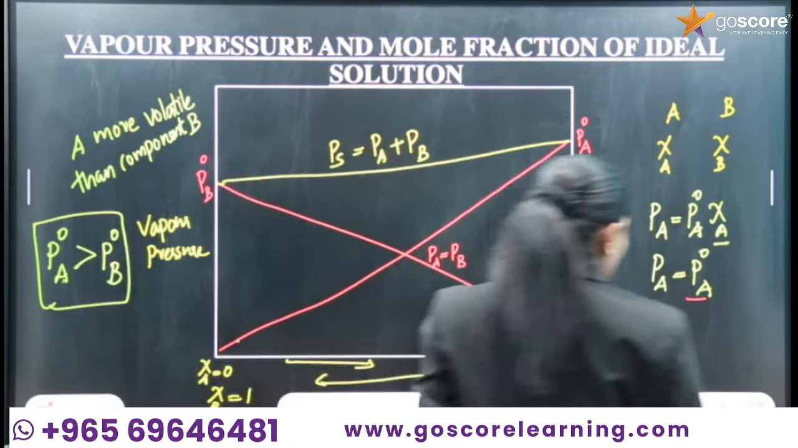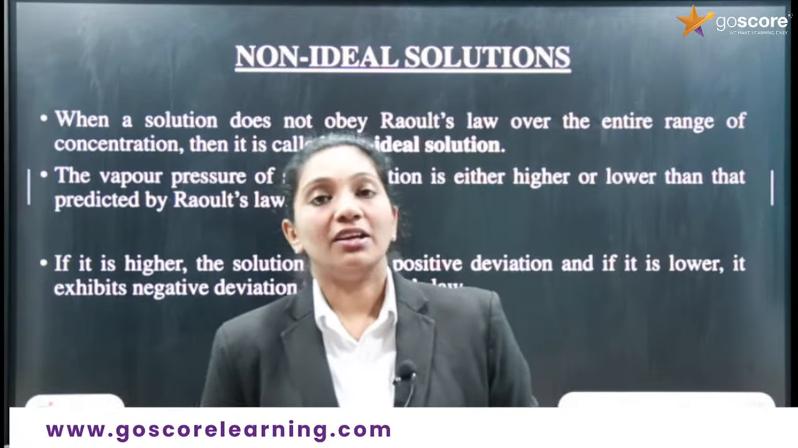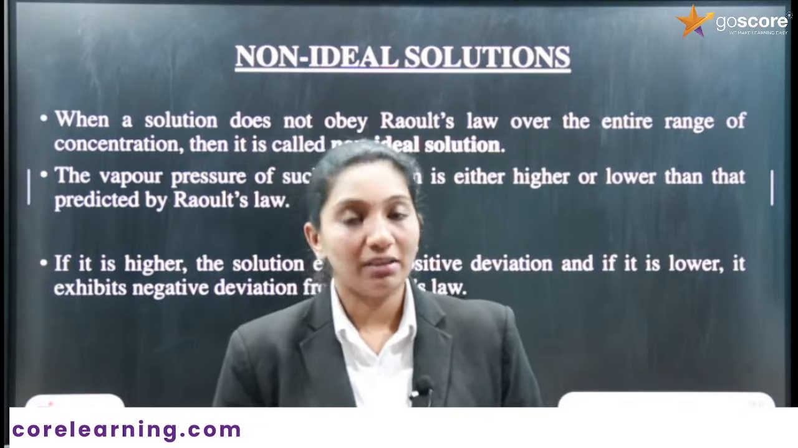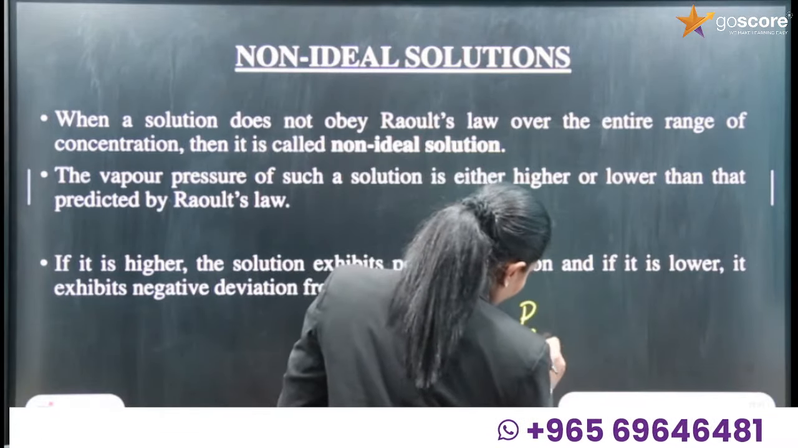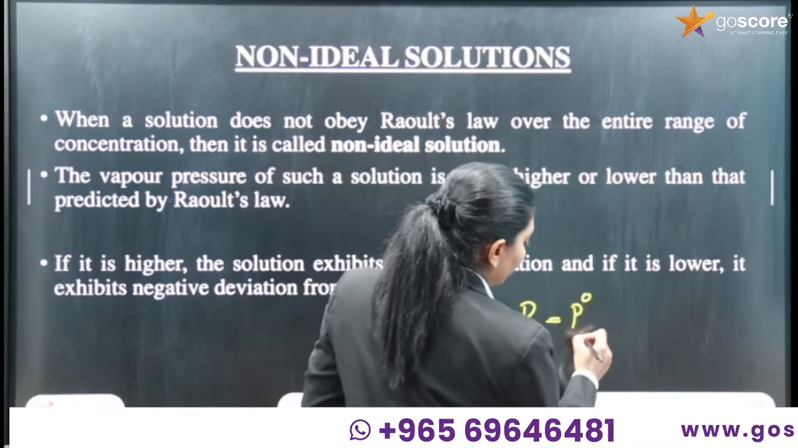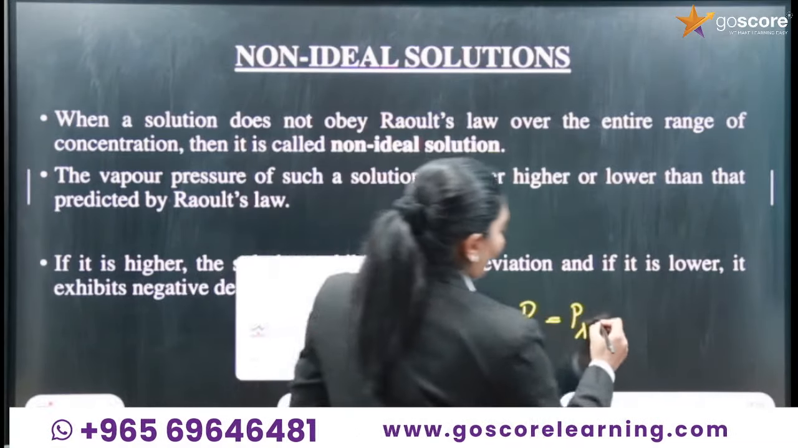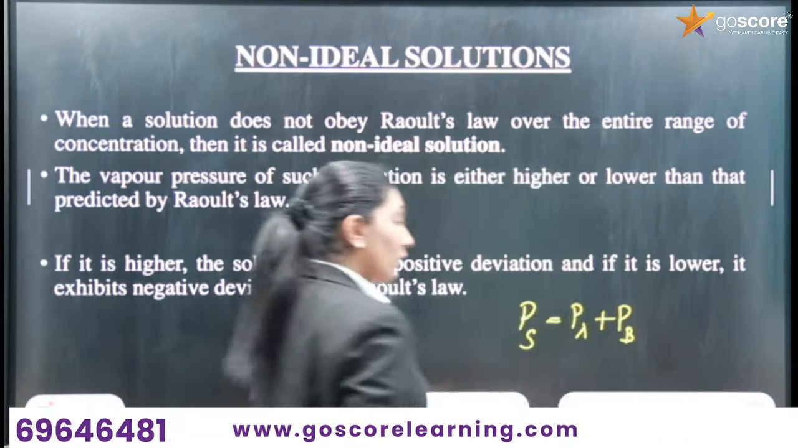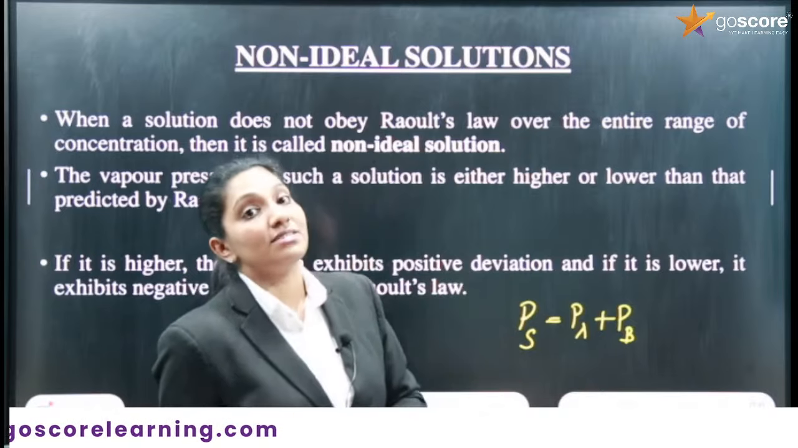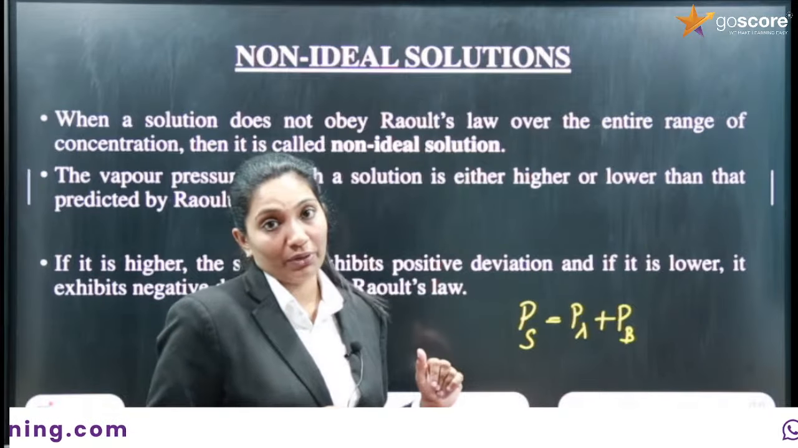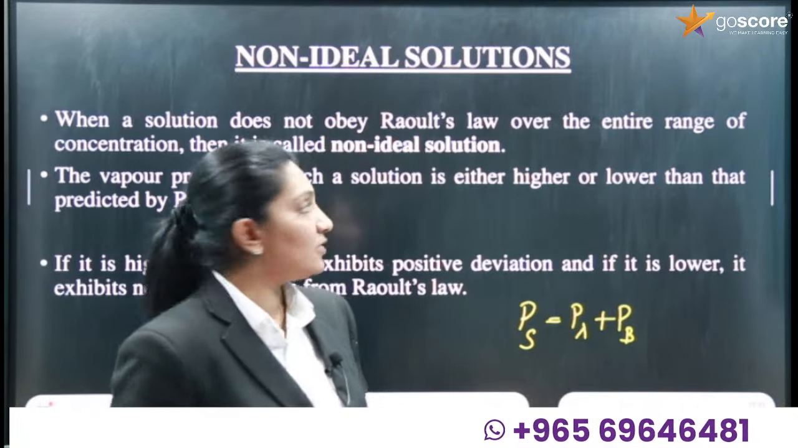Okay, now let's see the non-ideal solution. Non-ideal solutions are those solutions which do not obey Raoult's law. According to Raoult's law, what we learned? The total vapor pressure is equal to PA plus PB. Right? So if the total pressure is greater than or lesser than the sum of the pressures of the individual components, that type of solutions are what we call non-ideal solutions, right?